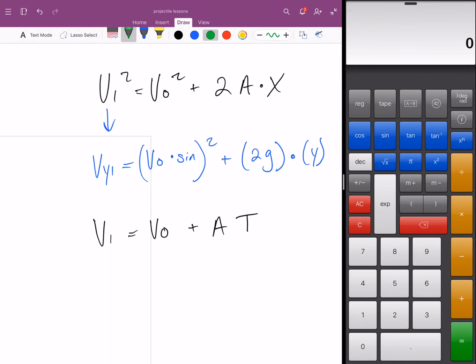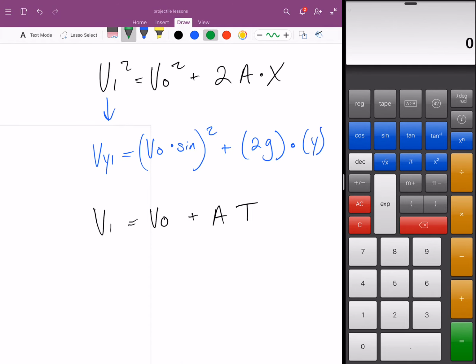Now we're going to be adding angles and projectiles to this equation as well. So it becomes final vertical velocity equals initial velocity sine plus gravity and time.